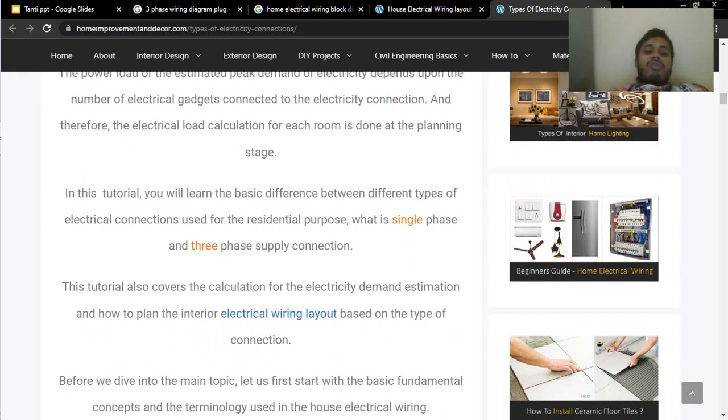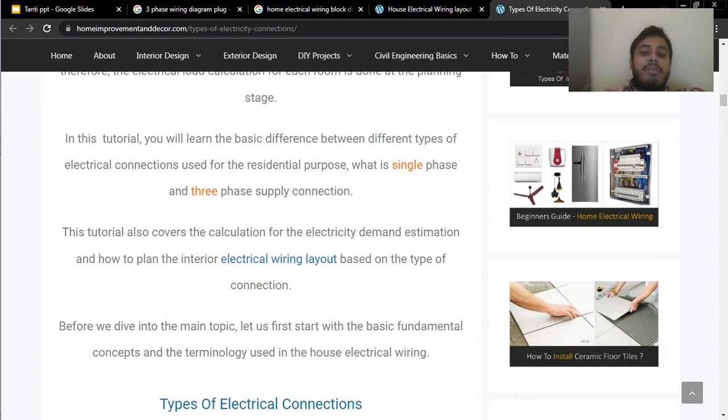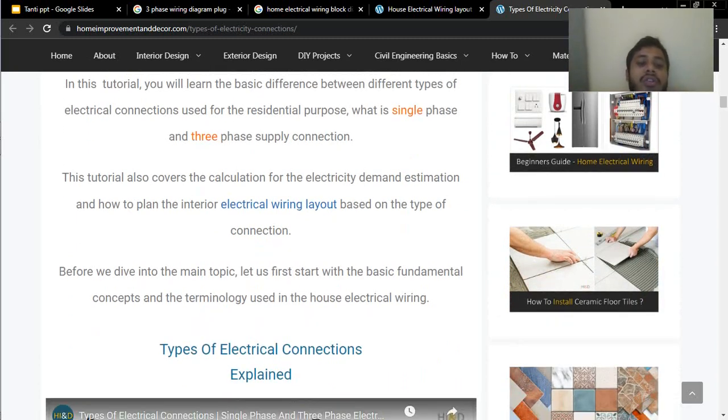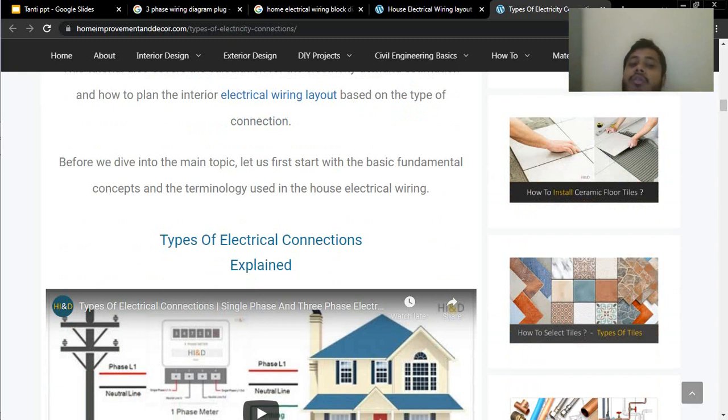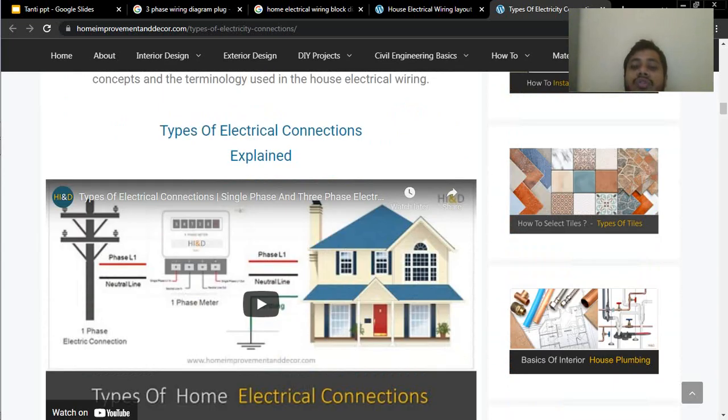So in this tutorial, you will learn the basic differences between the types of electrical connections used for residential purposes, and what single phase and three phase supply connections are. This tutorial will also cover the calculations for the estimated electrical demand, and how to plan the interior electrical layout based on the type of connection. Before we dive into the main topic, let us first start with the basic fundamentals, concepts and terminology used in house electrical wiring.